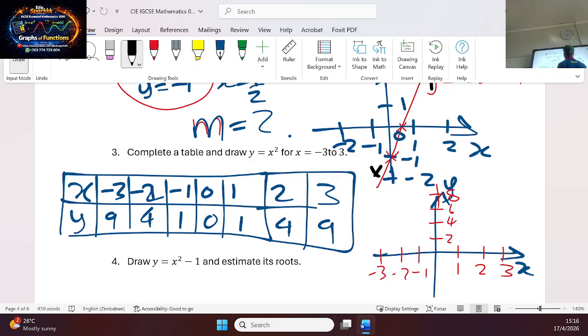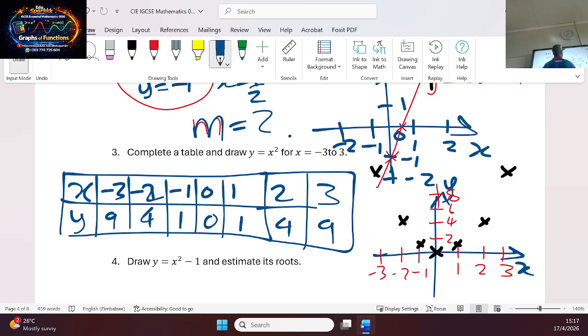Then next is minus 2 and 4. Minus 2 and 4 at least is there. Then next I have minus 1, it will give me 1, so somewhere in between there. Then 0 and 0, it means it passes through the origin. 1 and 1, somewhere there. Then I have 2 and 4, 2 and 4 there. Then I have 3 and 9, somewhere that side.